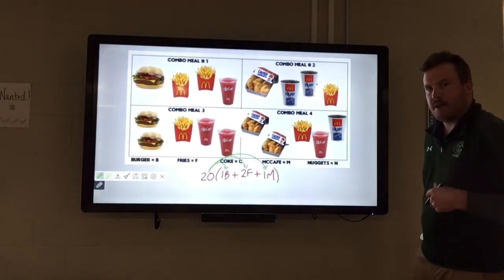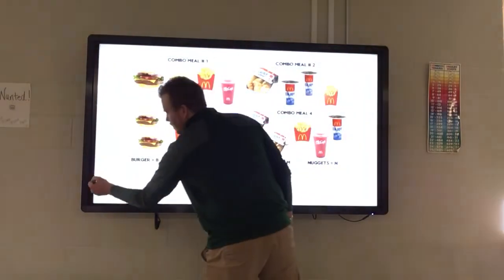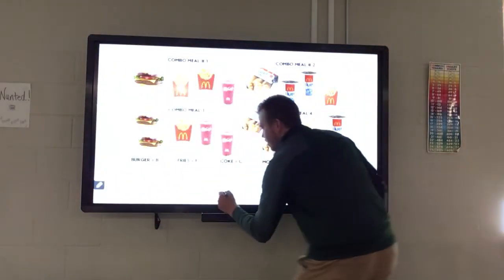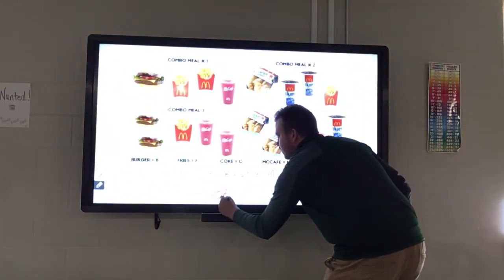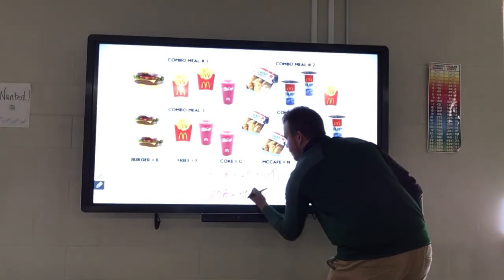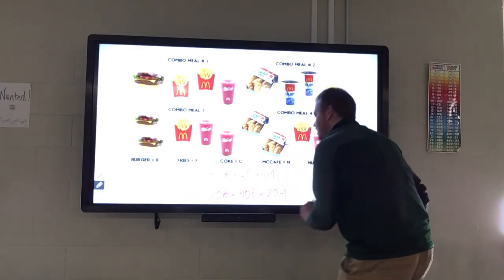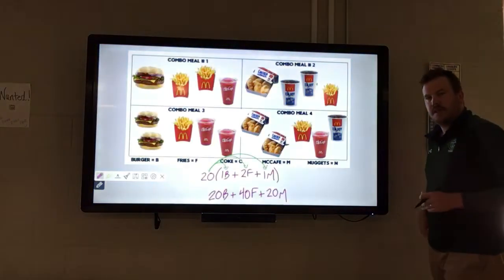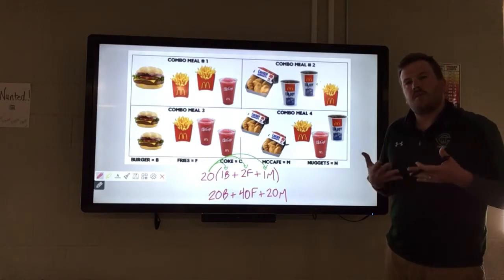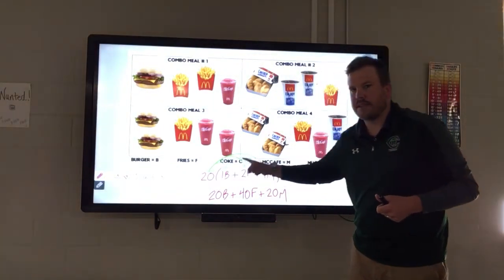So if I wanted to buy everybody a combo meal number 1, I would need to get 20 burgers, 40 fries, and 20 McCafes. The point is this. When we use the distributive property, we must distribute this to every single term.